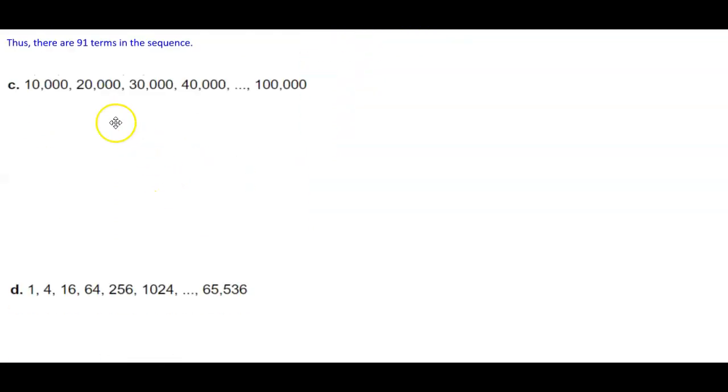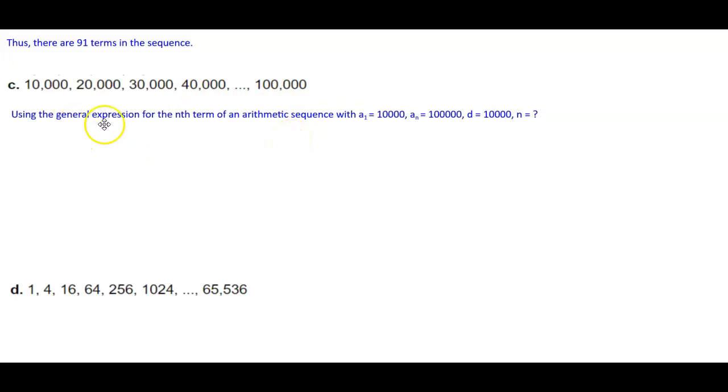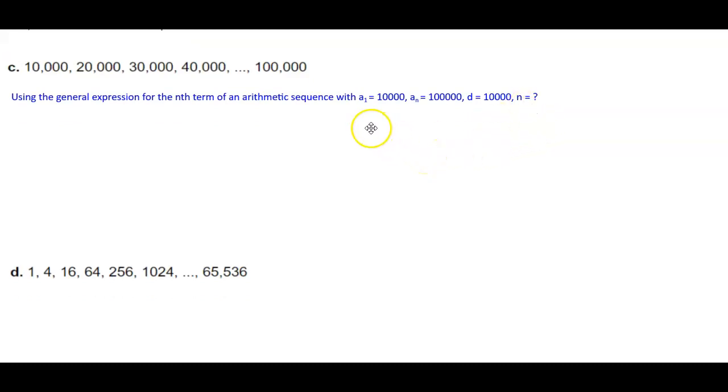In the next example, we have 10,000, 20,000, 30,000, 40,000, all the way up to 100,000. So you can see here that we're dealing with an arithmetic sequence. So we're going to use the general expression for the nth term of an arithmetic sequence, where the first term is 10,000, the last term is 100,000, and the common difference is 10,000, because 20,000 minus 10,000 is 10,000 and 30,000 minus 20,000 is 10,000. And again, we're looking for n to find the total number of terms in the sequence.